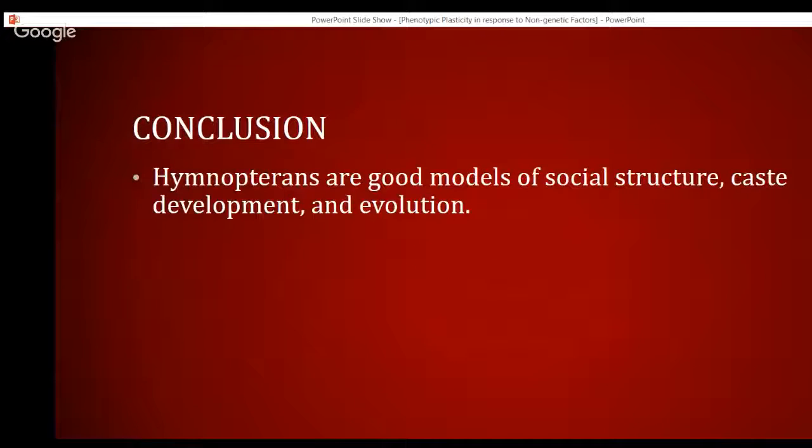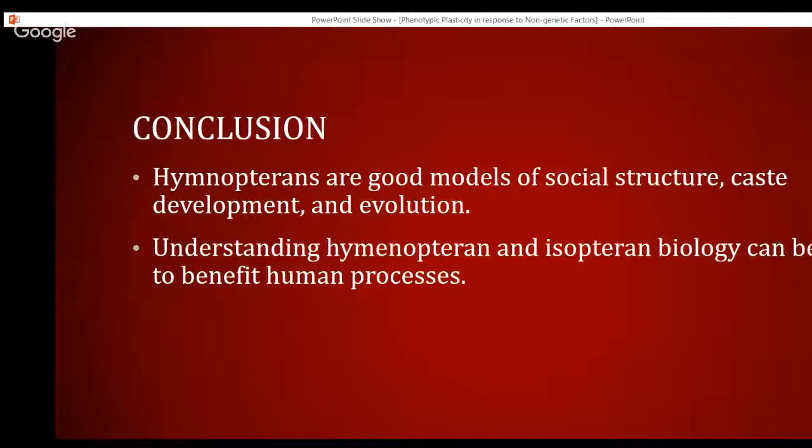In conclusion, we learned that hymenopterans are good models of social structure, caste development, and evolution. We also gain an understanding that hymenopteran and isopteran biology can be used to benefit human processes through pest control, benefiting agriculture, ecological benefits, and even food. Some people eat termites, especially in third world countries. When they disperse, there are large termites produced, large male reproductives, and they eat them, and it provides them an important protein source, which they wouldn't otherwise have.